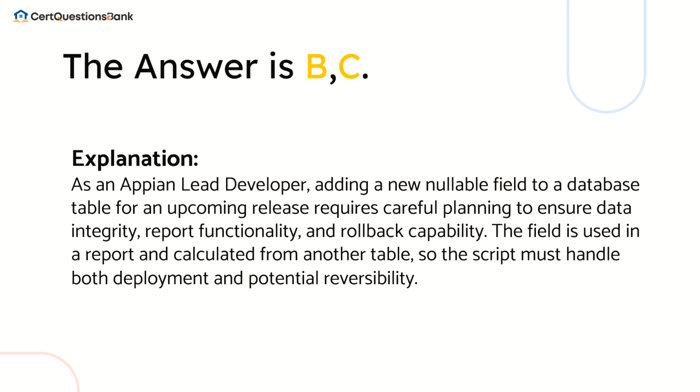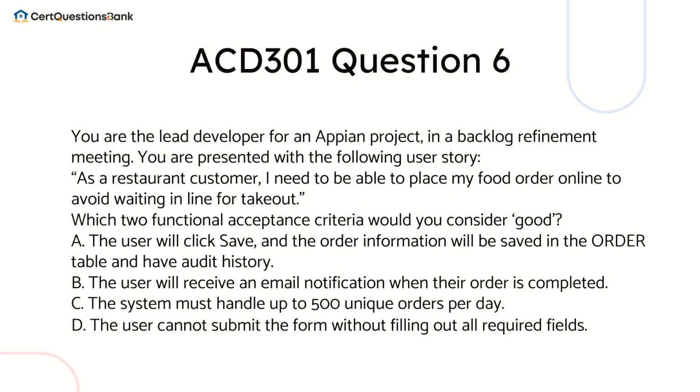As an Appian Lead Developer, adding a new nullable field to a database table for an upcoming release requires careful planning to ensure data integrity, report functionality, and rollback capability. The field is used in a report and calculated from another table, so the script must handle both deployment and potential reversibility. You are the lead developer for an Appian project.